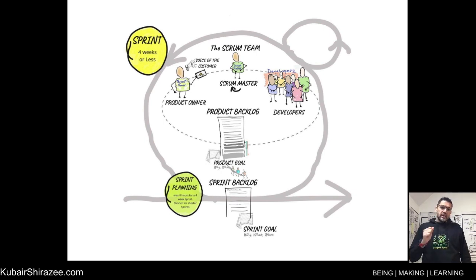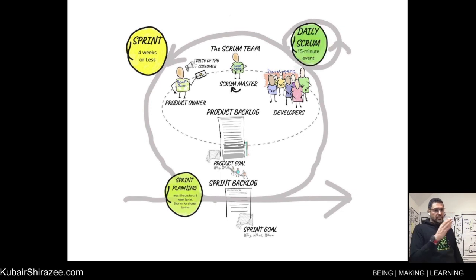Sprint planning events have a maximum time box of 8 hours for a 4-week sprint. For a 2-week sprint, the sprint planning meeting should be a max of 4 hours. As a sprint begins, the next event is the daily scrum. Now, the daily scrum is the tightest of the inspect and adapt loops in Scrum.